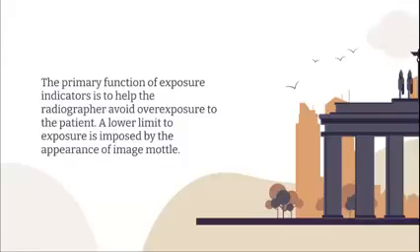So the primary function of exposure indicators are to help the radiographer avoid overexposure to the patient. Of course, as the name states, exposure indicator, it indicates how huge the amount or how small the amount of X-rays was given to the patient. A lower limit to exposure is imposed by the appearance of image mottle. So to avoid either extremes, an overexposure and appearance of image mottle, it is useful to define a target range for the exposure indicator. Since again, as I have said a while ago, this would targeton ang middle range lang. So, or the median value lang.